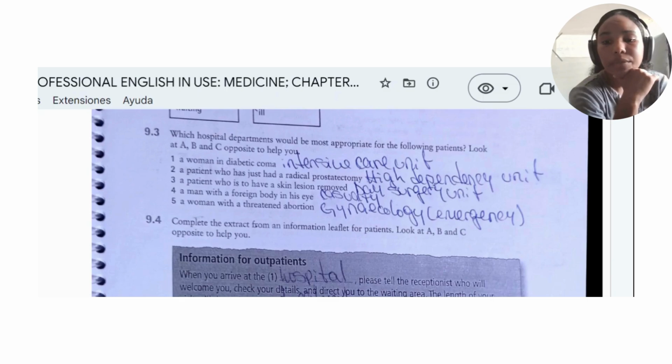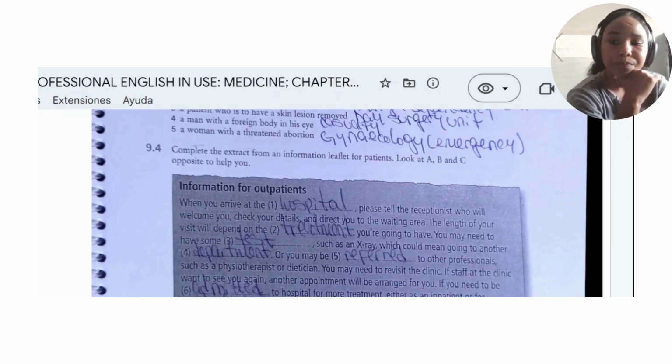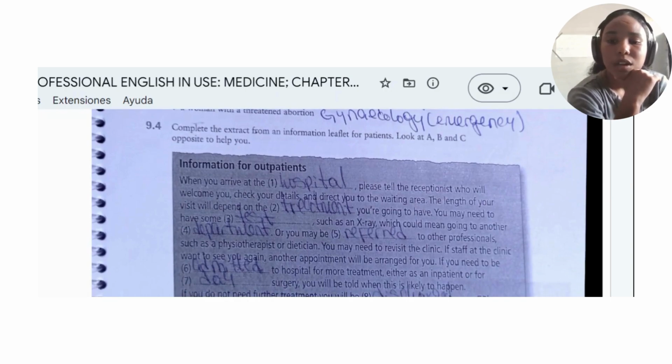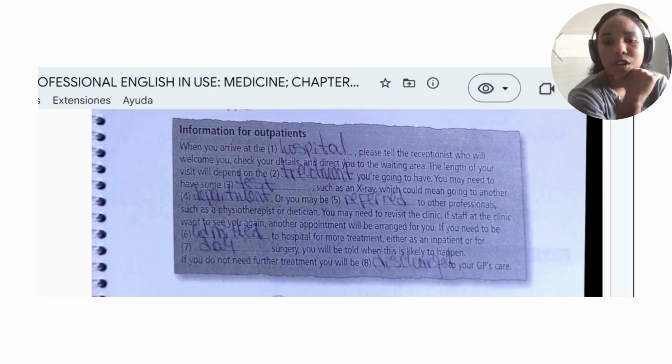A woman in a diabetic coma. Intensive care unit. A patient who has just had a radical prostatectomy. High dependency unit. A patient who is to have a skin lesion removed. The surgery unit. A man with a foreign body in his eye. Casualty. A woman with a threatened abortion. Gynecology emergency.